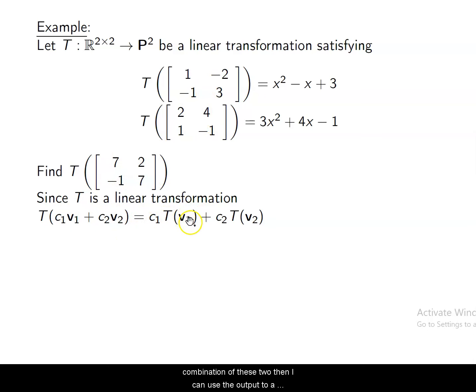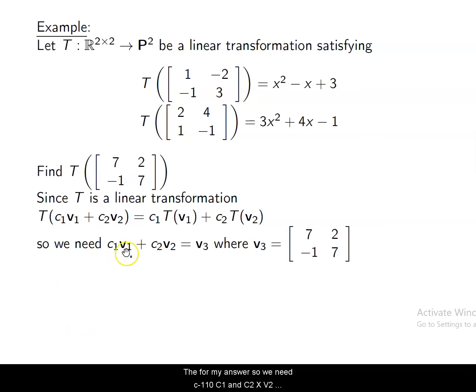Okay, so if I can write this as a linear combination of these two, then I can use the output T of v1, which is this, and the output of T of v2, which is this, and I can multiply them by the scalar multiples that I needed to write this as a linear combination of these two to form my answer. Okay, so we need c1 times v1 and c2 times v2 to be v3, where v3 is this vector.